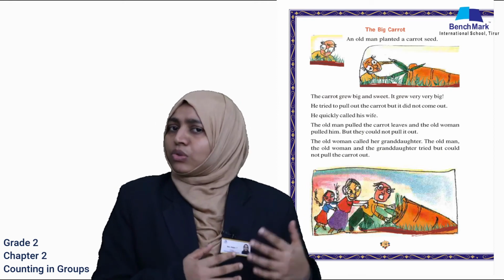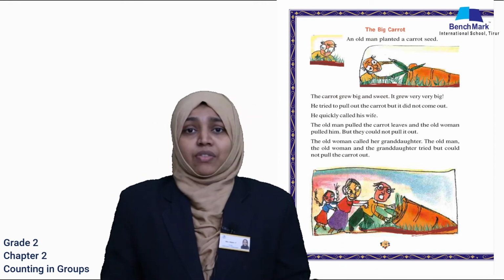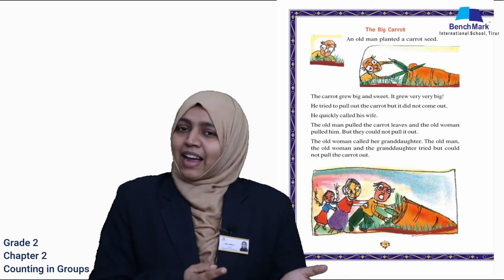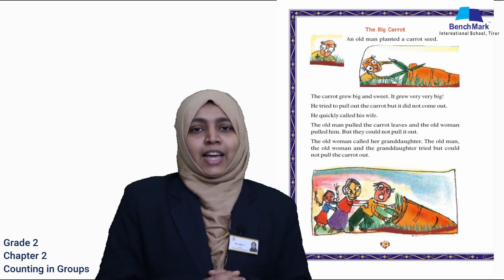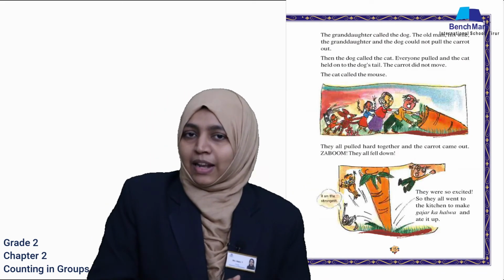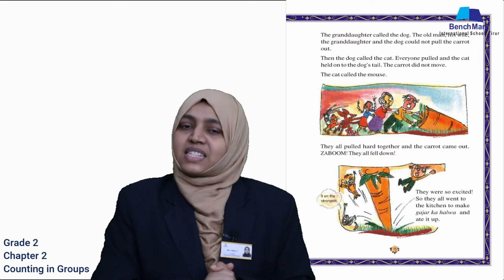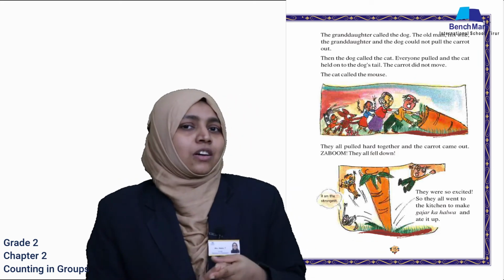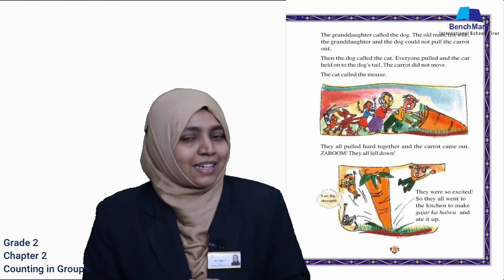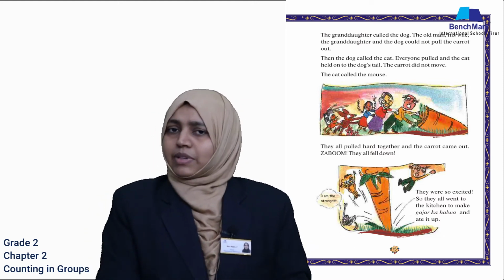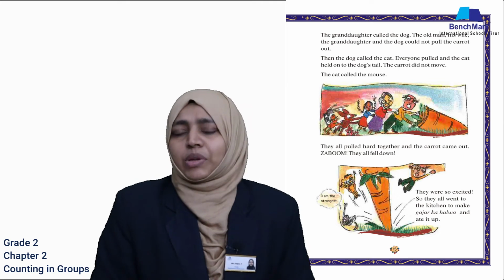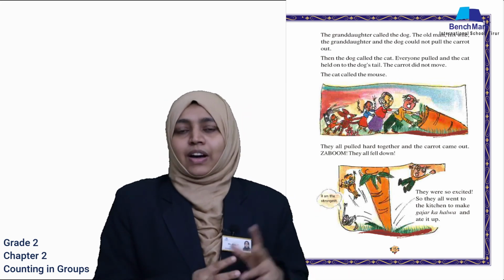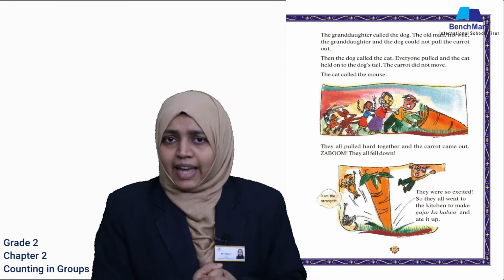But now three are there in the line, and they were not able to pull out the carrot. So this granddaughter called her dog for help. So her dog came along with them, but still the carrot is under the soil. So dog called our little cat. Then cat came to help them. Now can you tell me how many are there? Yes, there are five. Five of them are pulling out a single carrot.